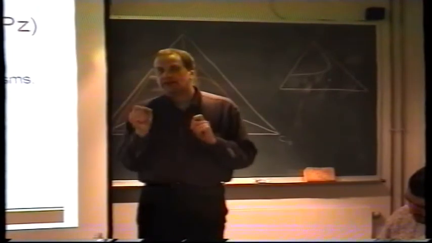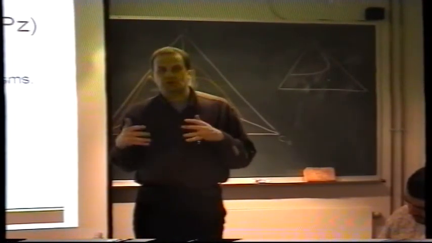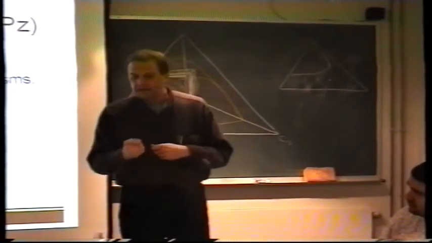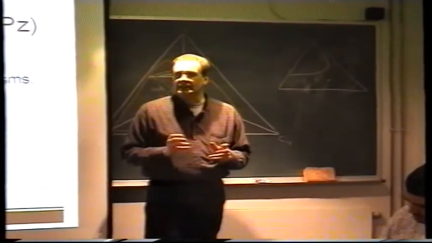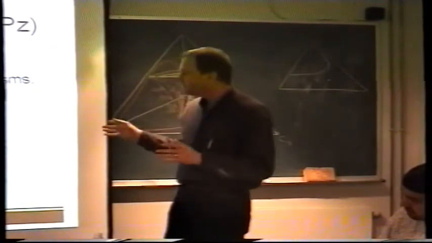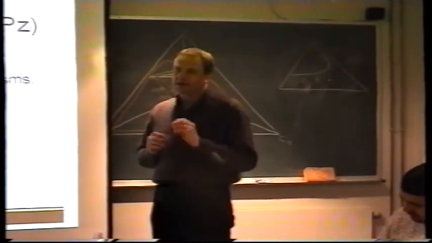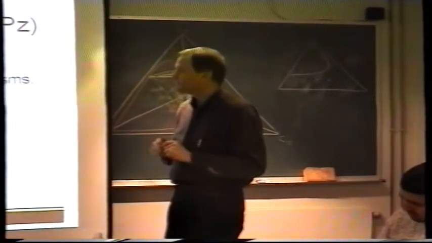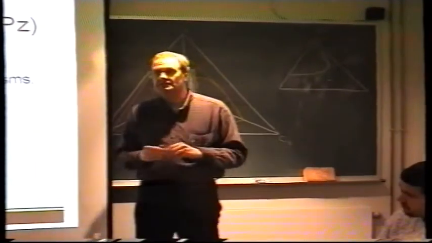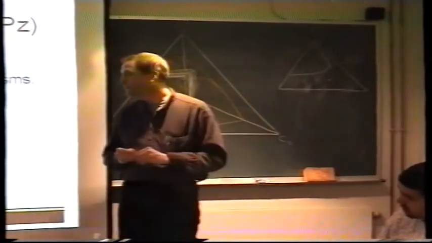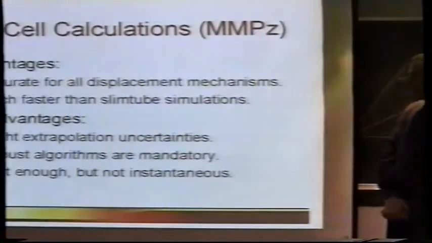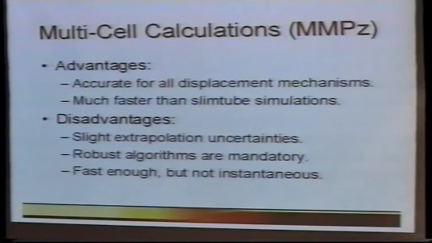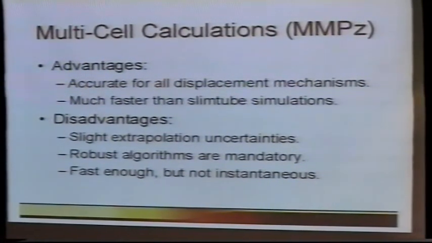Each calculated point goes much faster because you don't have to worry about the stability limits of a displacement calculation. So overall, you can find any given MMP or MME in about 1% of the time it would take you to find it with a slim tube simulator. Now, there are a couple of minor disadvantages. It requires some extrapolation.